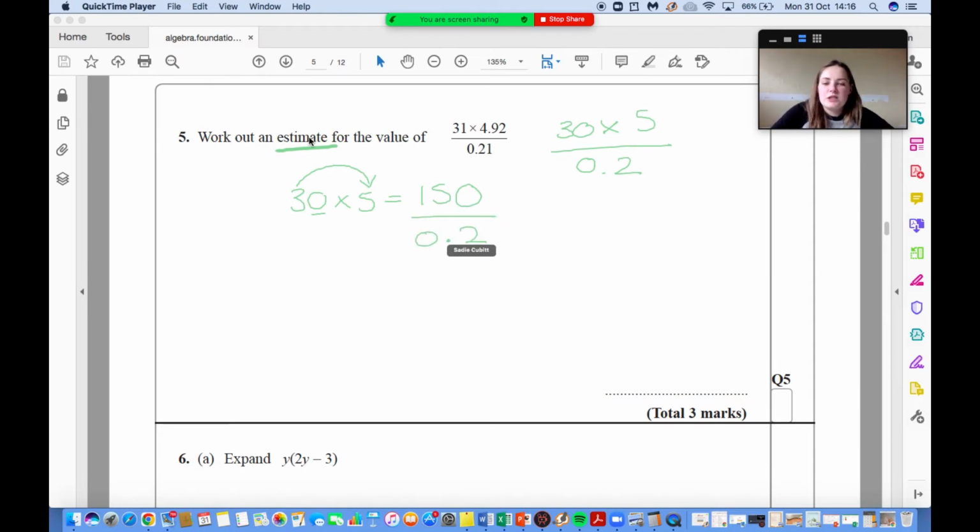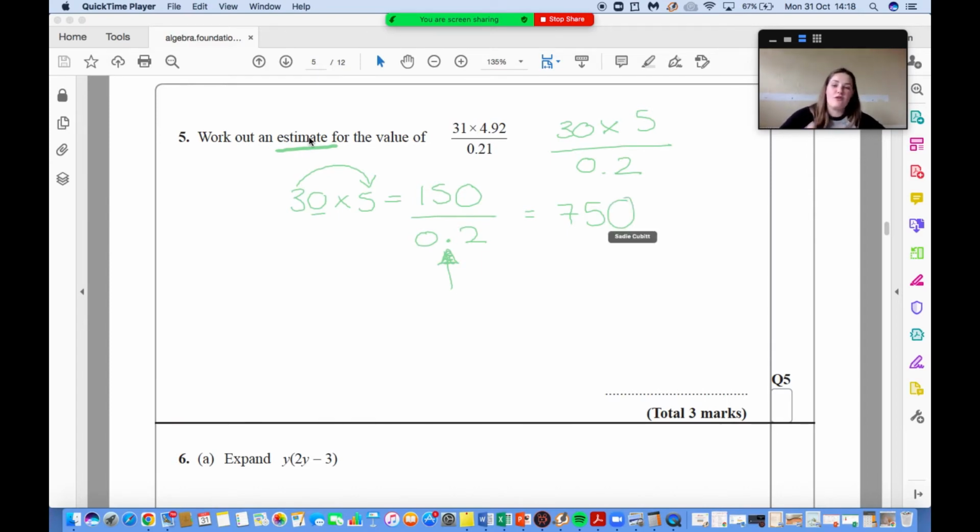Okay? So when you're dividing by a decimal, you could divide by 2, but then you need to realise that when you're dividing by a number that's smaller than 1, which 0.2 is, your number will be larger. So I could divide by 2, okay? So if I did divide by 2, 150 divided by 2, half is 75, okay? But because 0.2 is smaller than 1, we actually have to make our number larger, so we add a 0 on the end, okay?